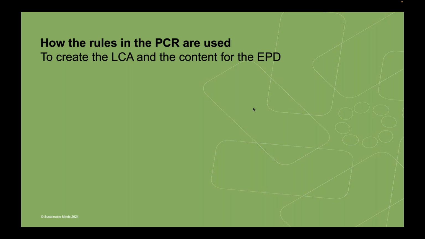That process can generally take anywhere from 4 months to a year. We always aim to get a Part B from Sustainable Minds done in 4 to 6 months. Again, it depends on the complexity of the PCR and the participants, but you need a good PCR to create better and increasingly better EPDs. So Kim, I'm going to turn it over to you to talk about connecting the dots between the rules and the PCR and how they're used to create the LCA and the content for the EPD.